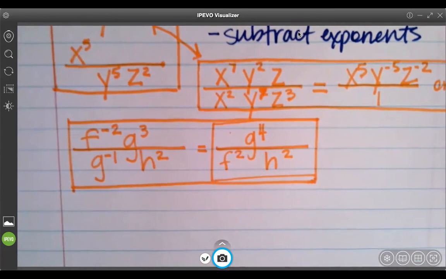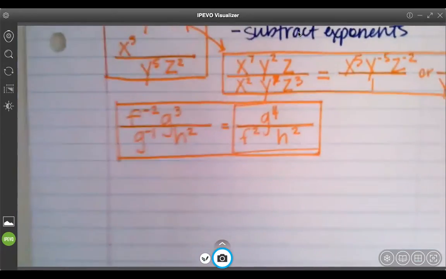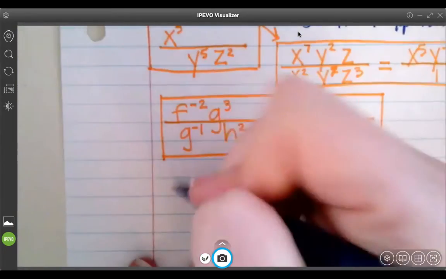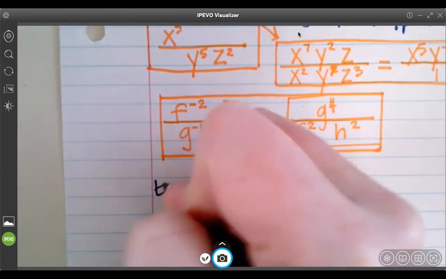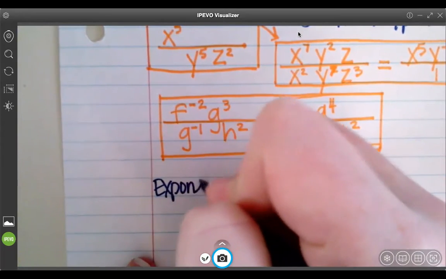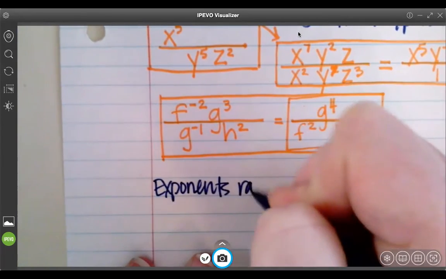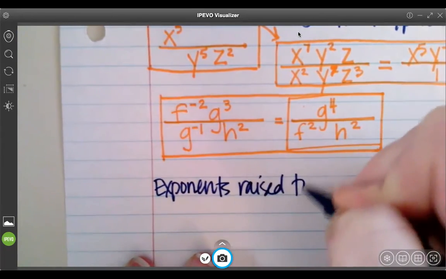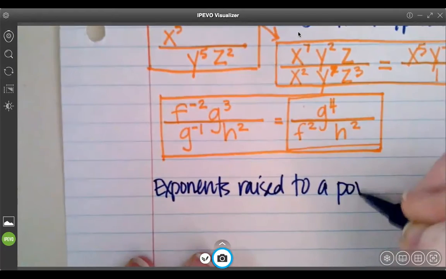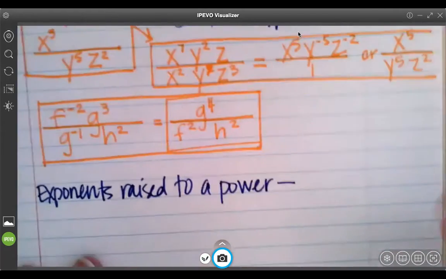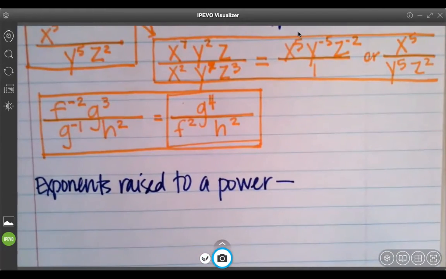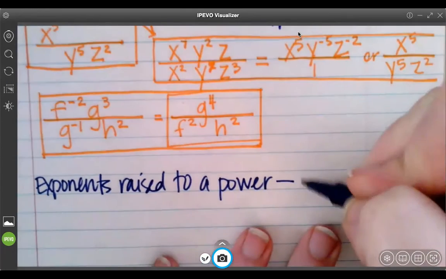Dividing terms. Next is raising a power to a power, or exponents of exponents. Exponents raised to a power. When you have a power to a power, so like 2 cubed squared, you multiply those exponents together.